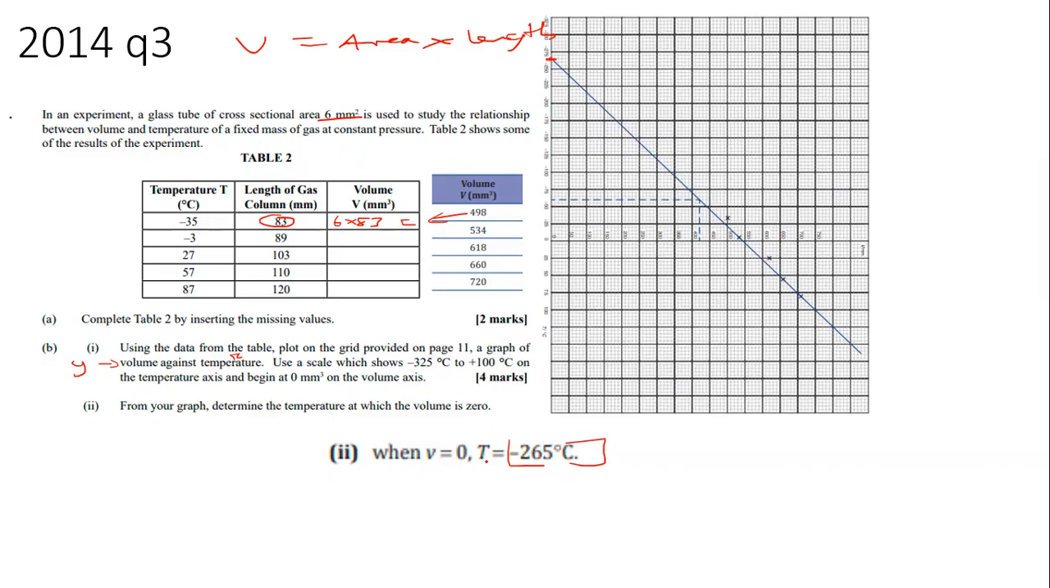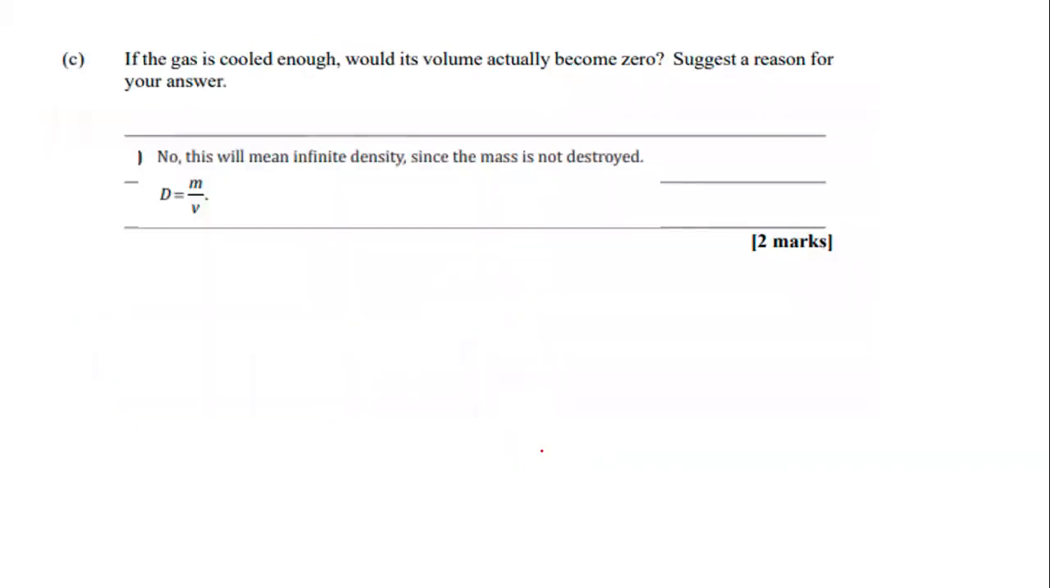So that's what is happening to the volume of the gas when the temperature of the gas is decreased to a 0 millimeter cube. Now it says, if the gas is cooled enough, would its volume actually become 0? Suggest a reason for your answer. So of course, we're not destroying the particles, okay? So the answer would be simply no, the volume would not become 0.